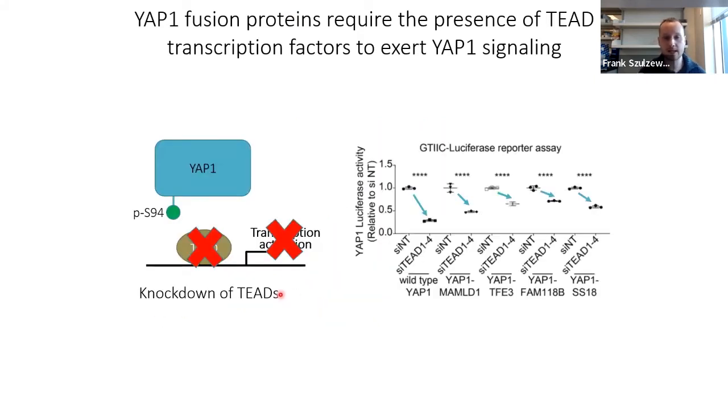And we performed assays, again luciferase assays, where we knocked down all TAZ 1 through 4 at once, and then looked at the luciferase assay in a YAP1 responsive promoter assay. We see significant reduction of this YAP activity for all of these fusions upon combined knockdown of all 4 TAZ.